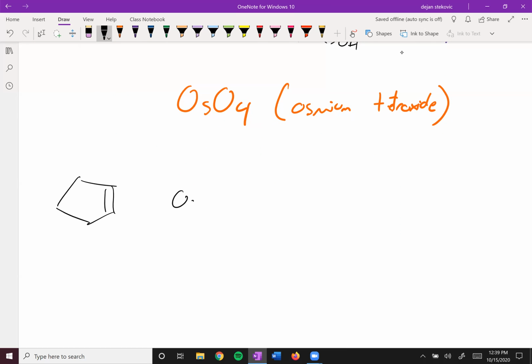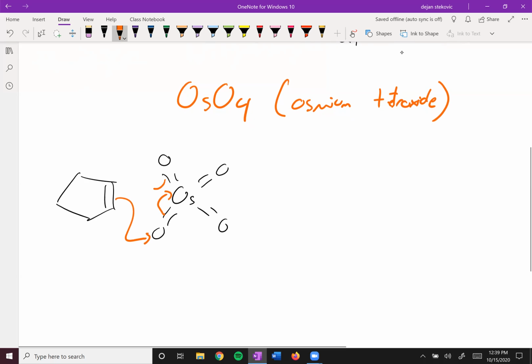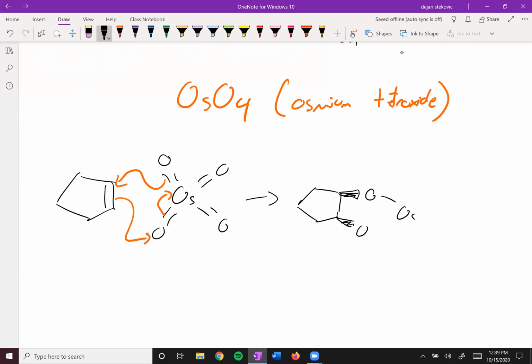So we have our alkene, we have our osmium tetroxide. Our alkene attacks one of the oxygens over here. The double bond kicks onto the osmium, creating a lone pair. And then one of these double bonded oxygens attacks our carbon. And so we get this intermediate right here. And you can see how now we've added these O's across this alkene in a syn format.